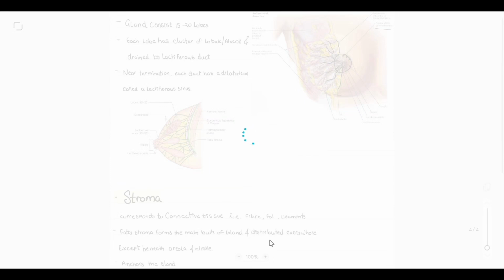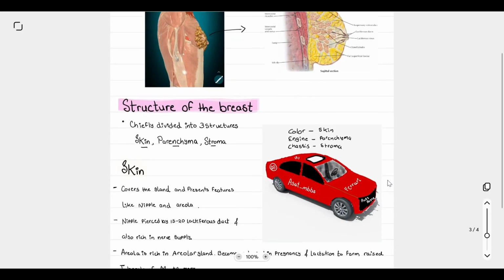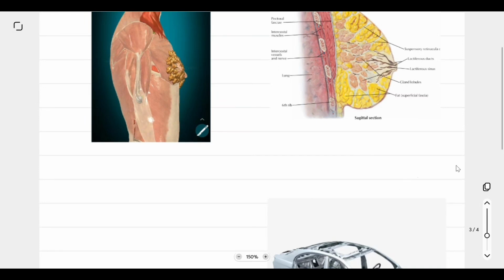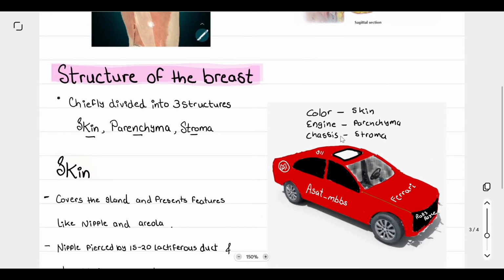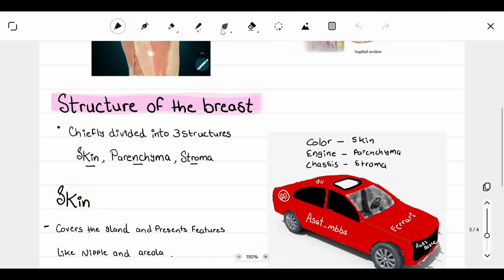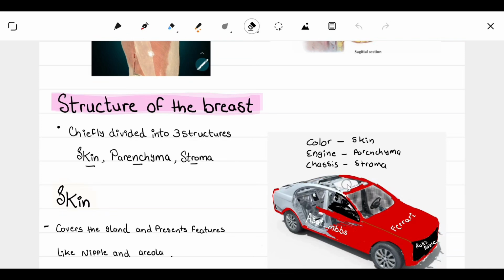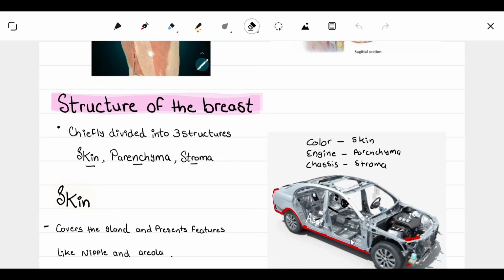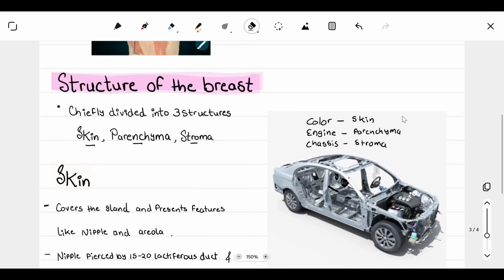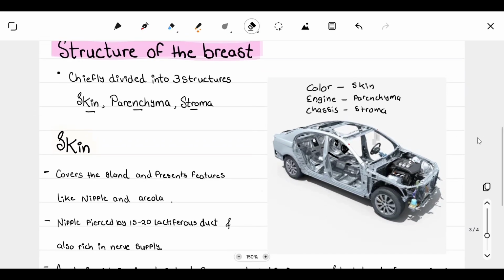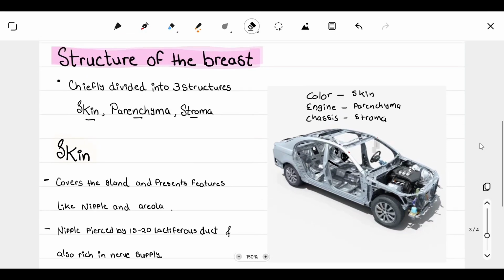So the way we can relate the skin to our analogy with the car is, now I'll rub this color of the car. So the color represents the skin of our tissue, the red color of the car represents the skin of the breast.